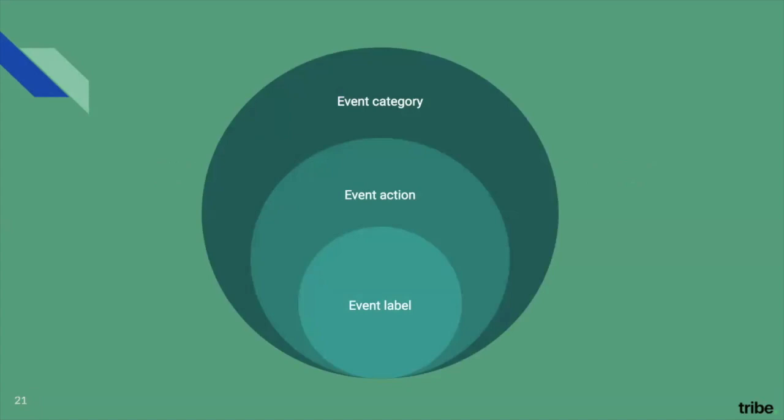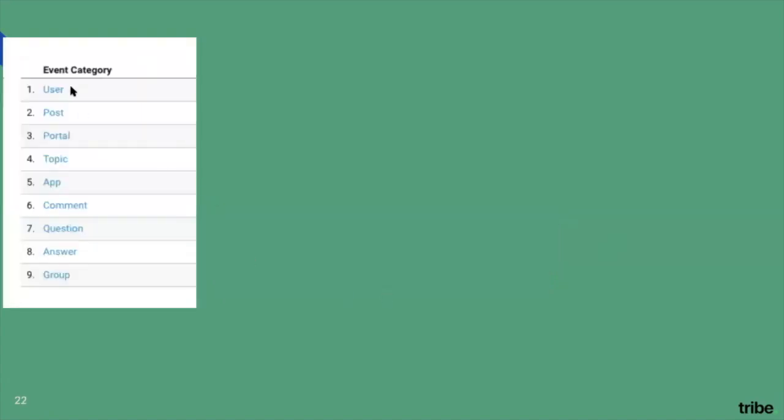So the way Google Analytics works is that there are 3 different structures of how events are being created. There is an event category, there is an event action, and there is an event label. So we'll look at that. Those 9 pillars that we talked about, for example, the users, the post, the community itself, the topic, the app, the comment, the question and answer, and group, are all called event categories.